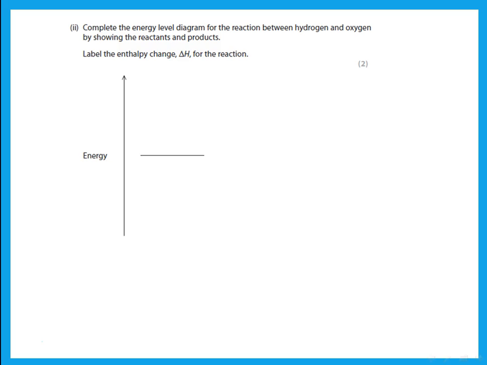Here he's saying complete the energy level diagram. Of course, if I have the delta H as a negative number, that means it is an exothermic reaction. That means my products have lower energy than the reactants, and the delta H is the difference in energy between them. Notice that when I wrote this, I wrote the actual reactants. My reactants are 2H2 plus O2, and my products are 2H2O, and I show where delta H is.